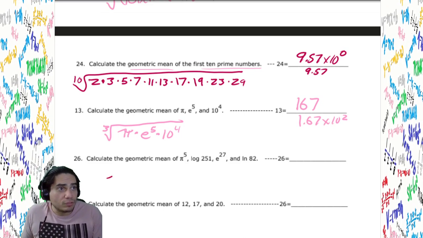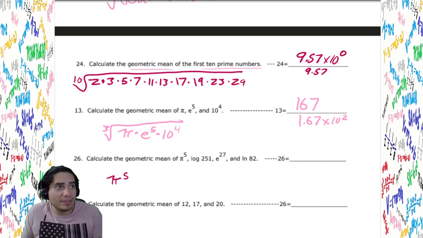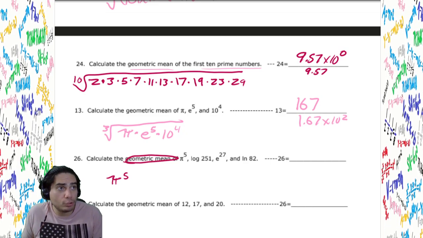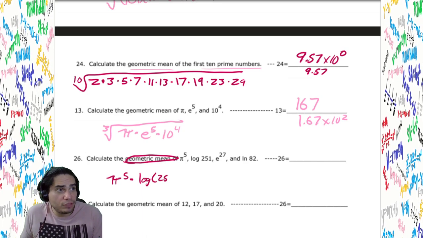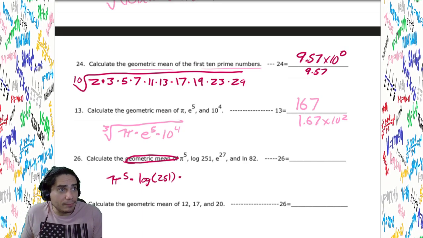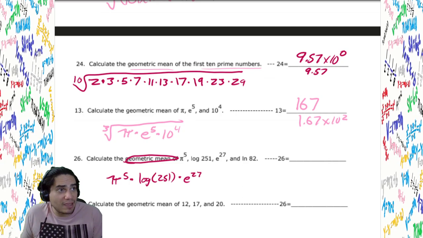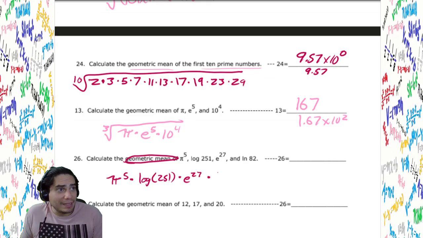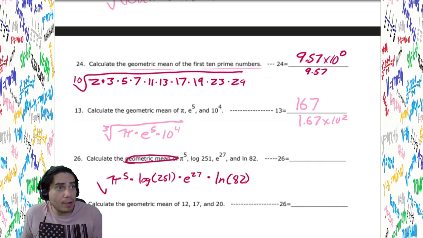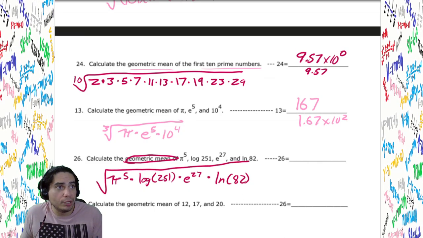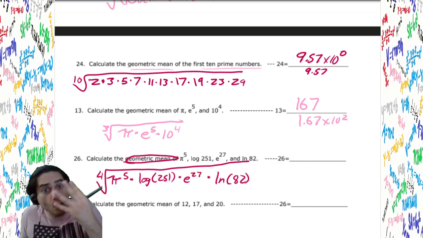We got ourselves pi to the 5th. We're doing the geometric mean, so we're going to multiply times the log of 251 times e to the 27 times natural log of 82. It's a crazy problem, but we can use all those buttons. And now we're gonna fourth root it, okay?